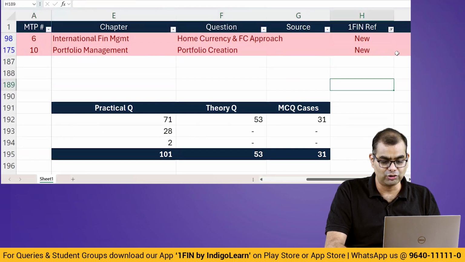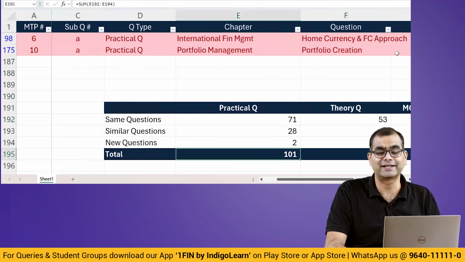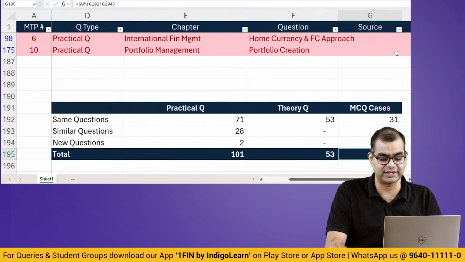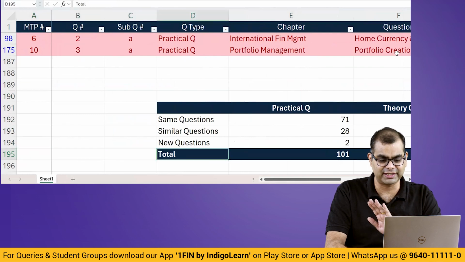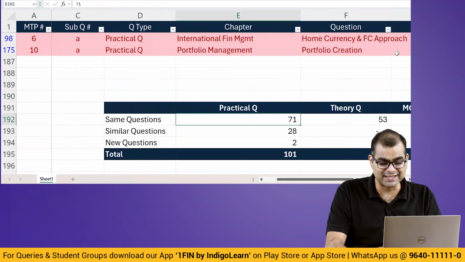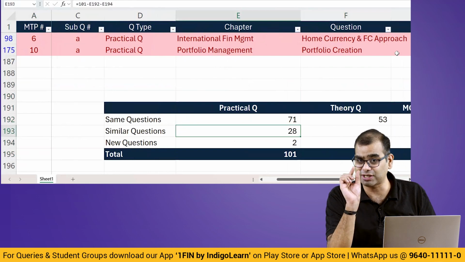If you look at the overall summary, there are 101 practical questions, 53 theory questions, and 31 cases, which adds up to 185. What was the row count we saw? 186 minus 1, 185. So everything is mapped out very well. And in this, the ditto practical questions are 71, and 28 are similar. When I say similar, just the numbers have been changed.